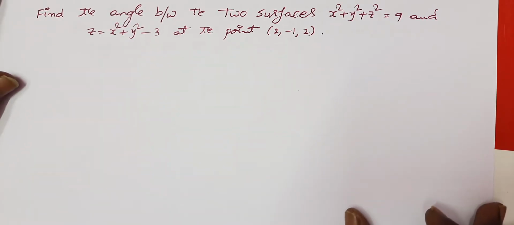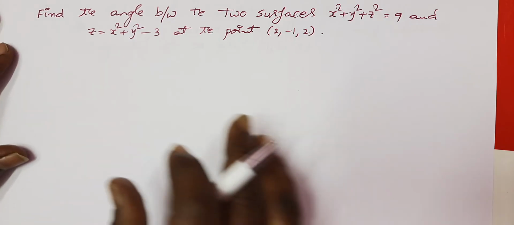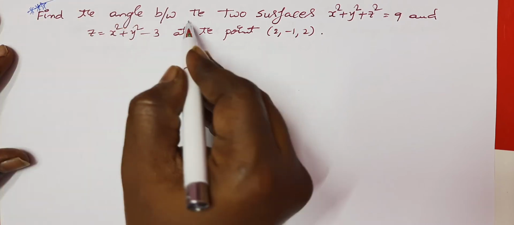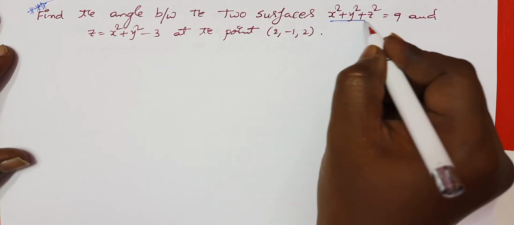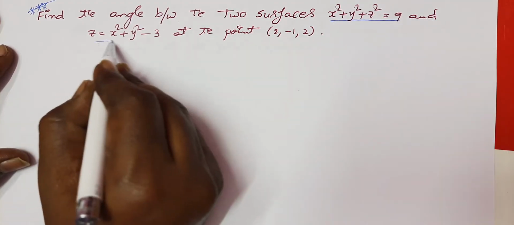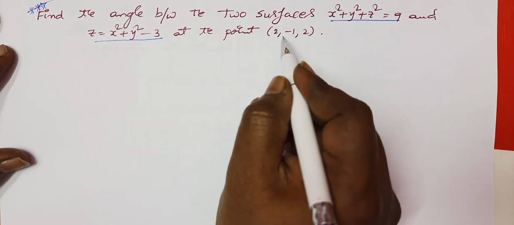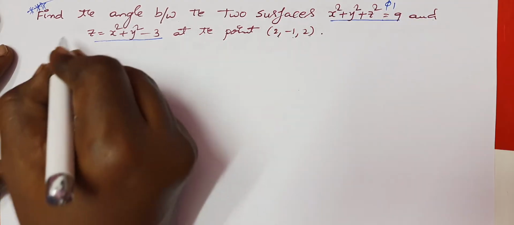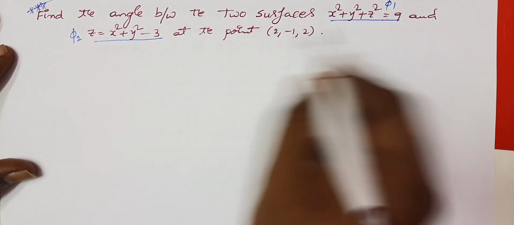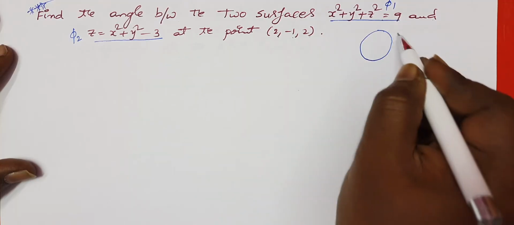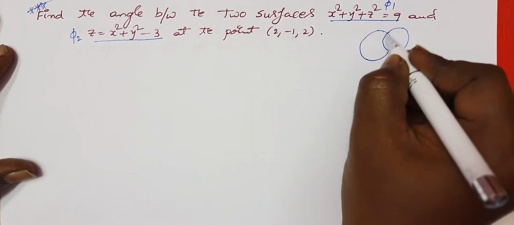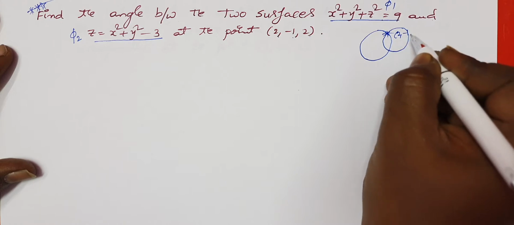The second application of the gradient is to find the angle between two surfaces. See the example on this one. This is also very important. Find the angle between two surfaces x square plus y square plus z square is equal to 9 and z is equal to x square plus y square minus 3 at the point (2, -1, 2). Assume that this is phi 1, and this is the other surface phi 2. Both surfaces intersect at the point. Maybe they intersect at 2 points, but only one intersection point is provided: (2, -1, 2).